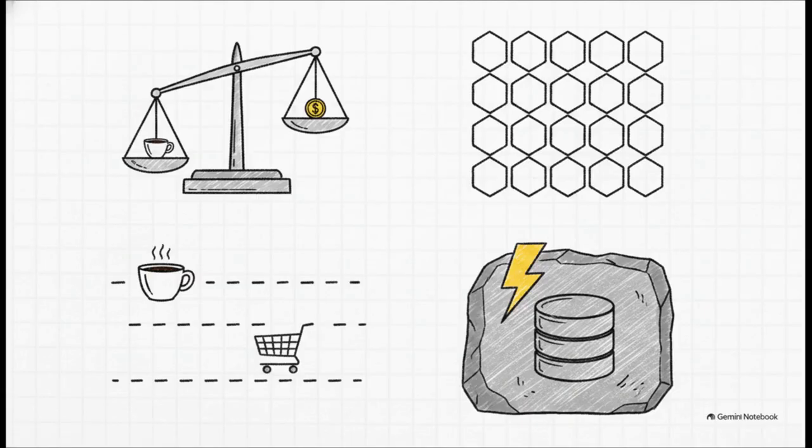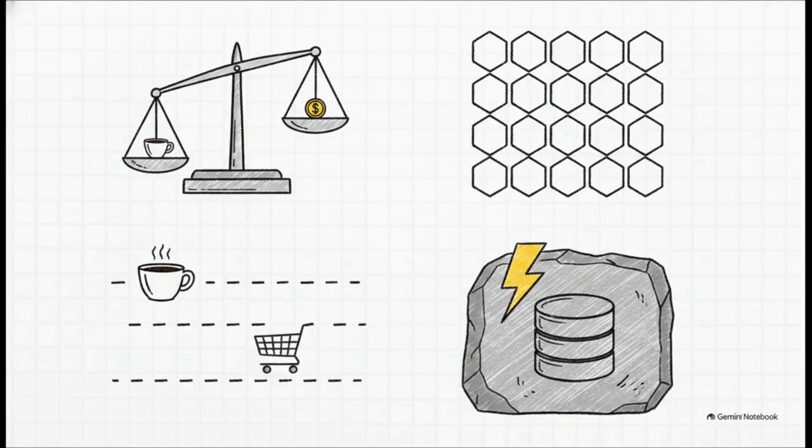A is for atomicity. This means all parts of the transaction succeed or absolutely none of them do. There are no half-finished coffee purchases allowed. C is for consistency, meaning the data must remain completely valid according to all defined system rules, both before and after the transaction happens. I is for isolation. If multiple transactions happen at the exact same millisecond, they do not interfere with each other at all.